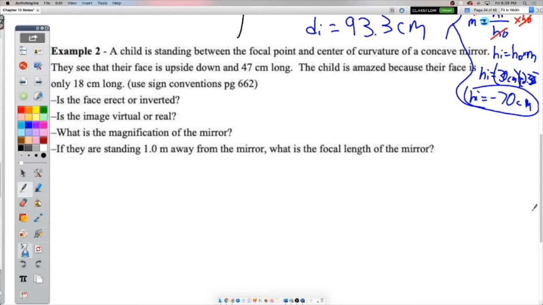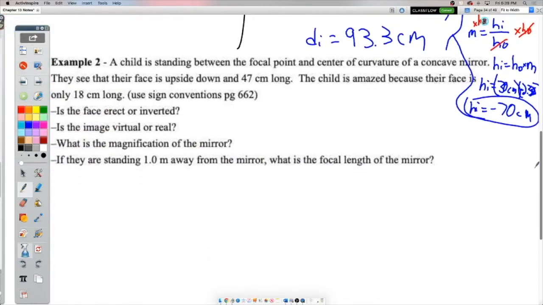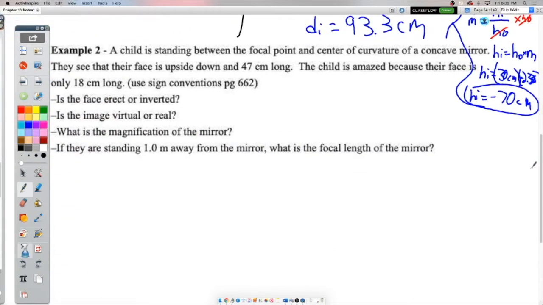But you know what? It's actually the exact same one because they're between the focal point and the center of curvature. So I don't see the point in doing that. Okay, I'm just going to say, let's just try our math this time. Let's just see if we can rely on our equations for this one.